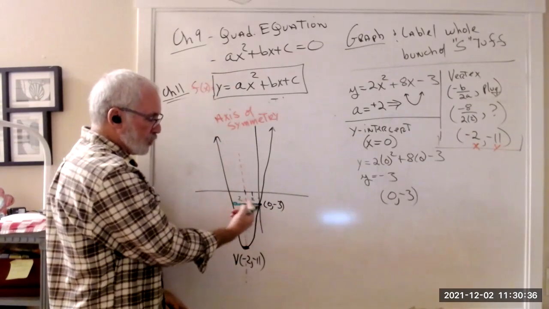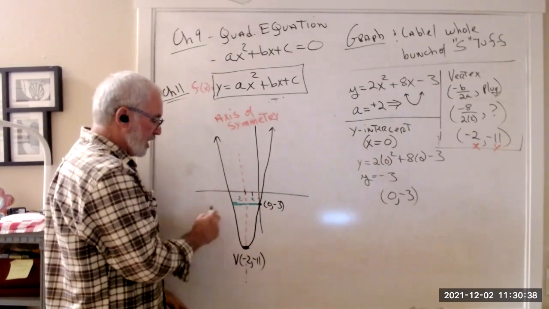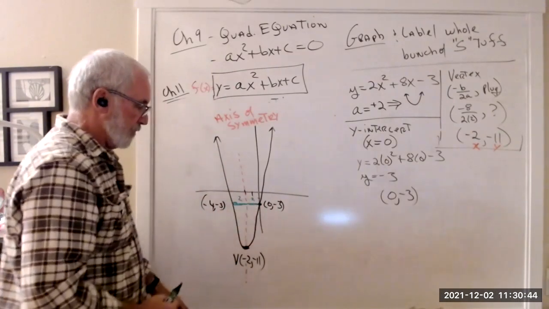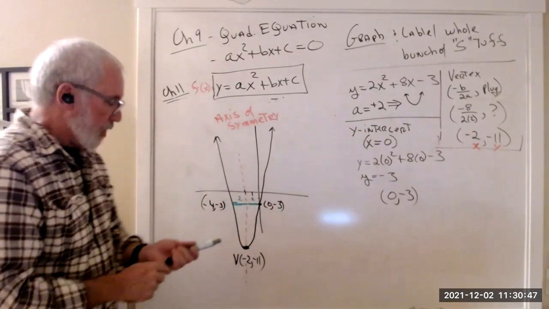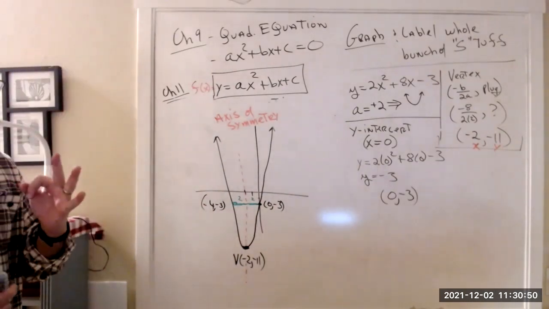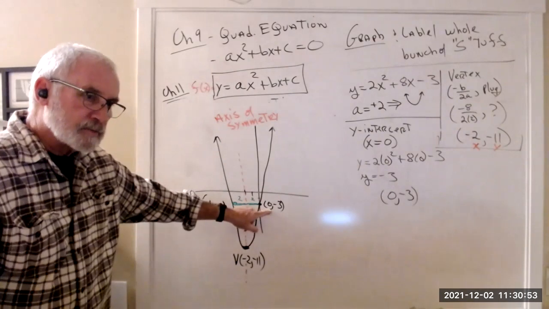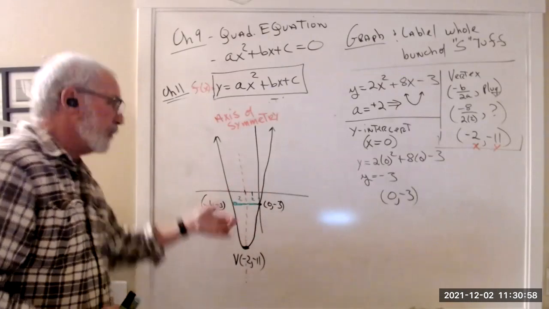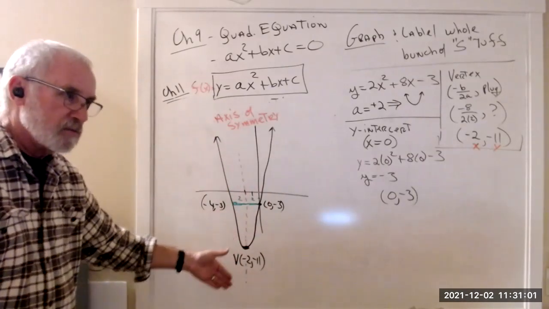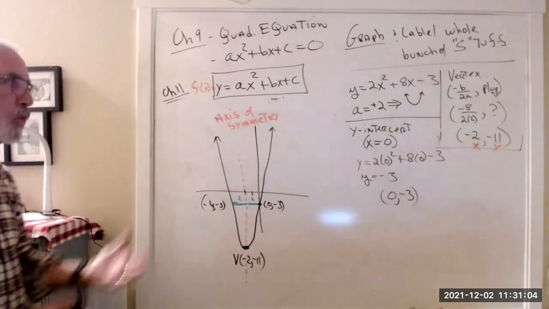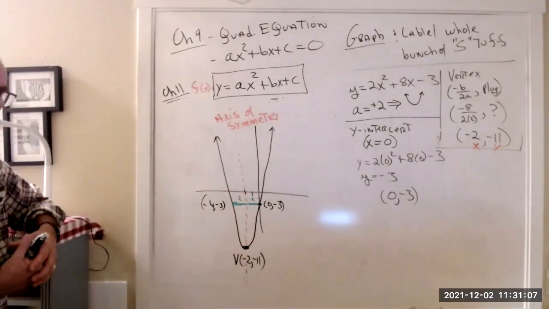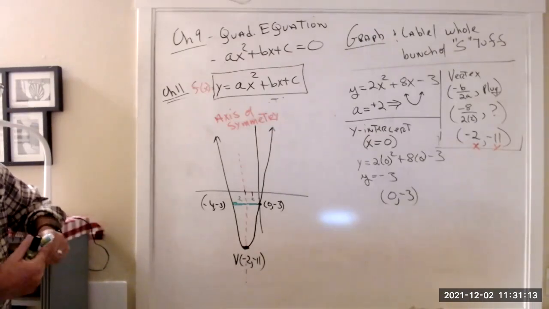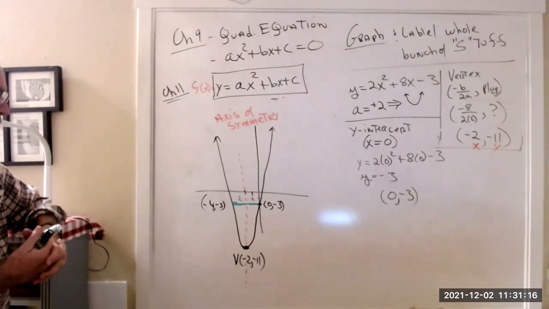Where is it? I just took it 2 units this way. Technically, it's -4, -3, but I don't really care as long as you're accurate that way. Okay, with those 3 points, the y-intercept, the vertex, and then the reflection of the y-intercept over the axis of symmetry, you've got a really, really accurate graph with minimal work. There was some work, but very little work in doing this problem.